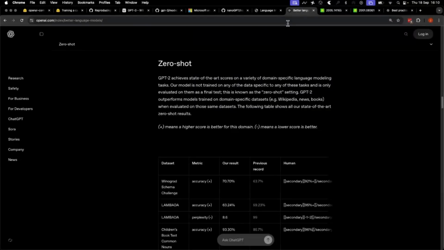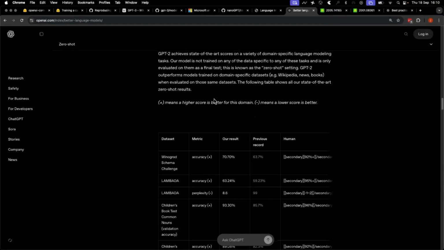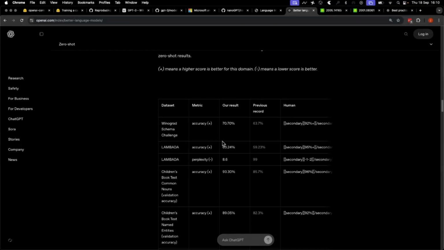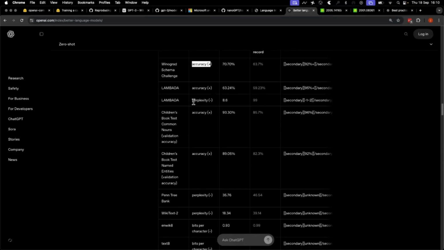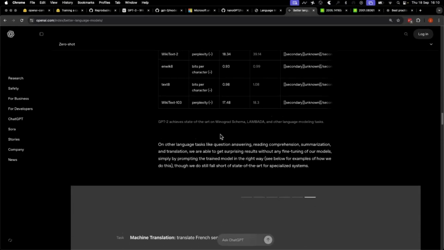Okay, we can look at OpenAI's blog post on GPT-2. It used a zero-shot prompt to evaluate the performance. We can see from this table that GPT-2 pretty much outperformed all of these datasets, whether evaluated by accuracy, perplexity, or bits per character. They also mentioned that for other natural language processing tasks, they managed to get surprising results without any fine-tuning, which is very positive, simply doing this zero-shot prompt.